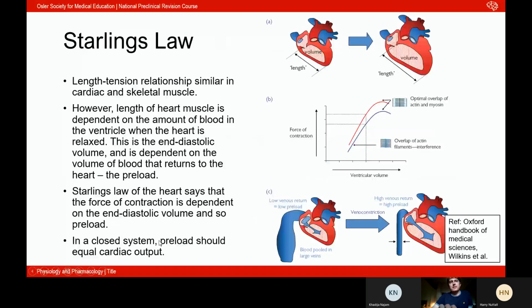So in a closed system, this means that we should expect preload to equal cardiac output, and this will only work if it's a closed system.